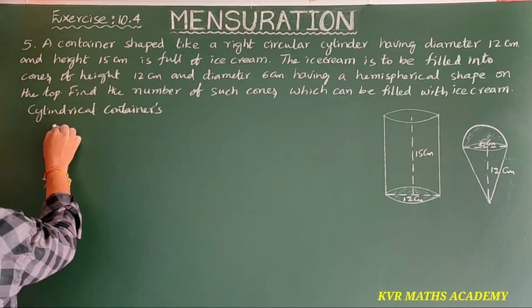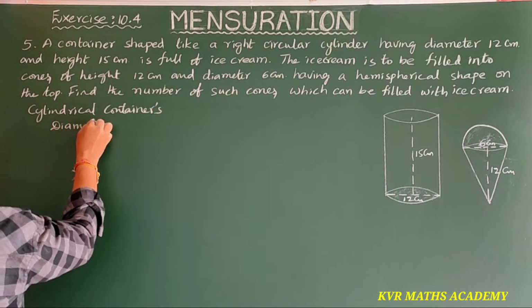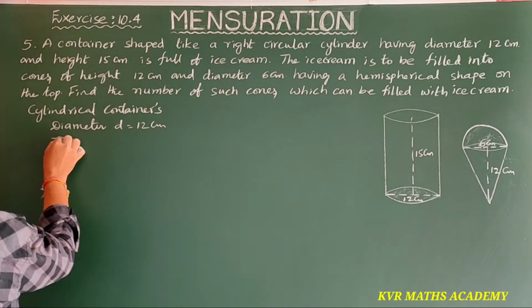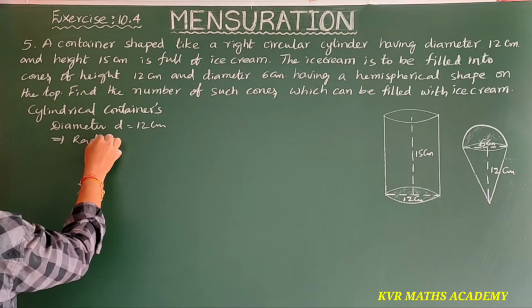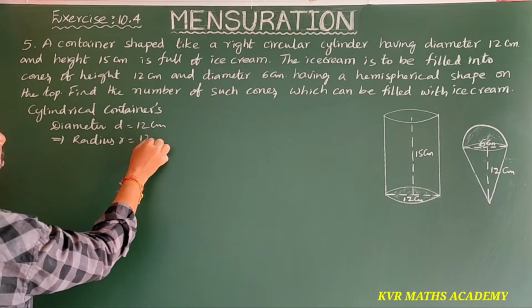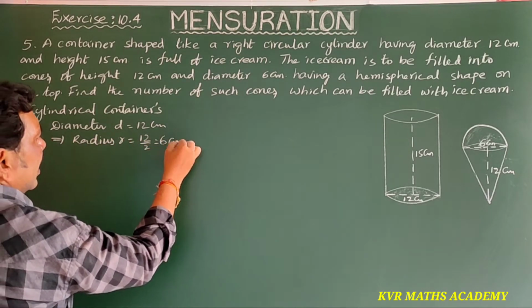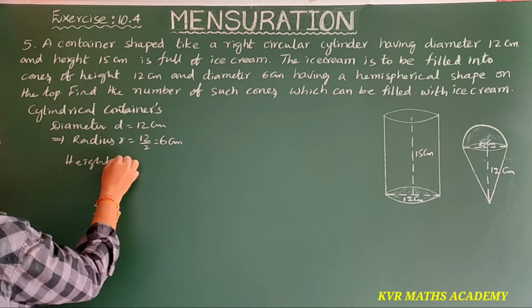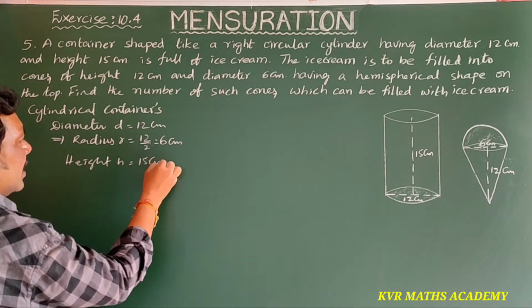Diameter D is equal to how much? 12 centimeters. That implies its radius R is equal to 12 by 2, which is 6 centimeters. Next, height H is equal to 15 centimeters.